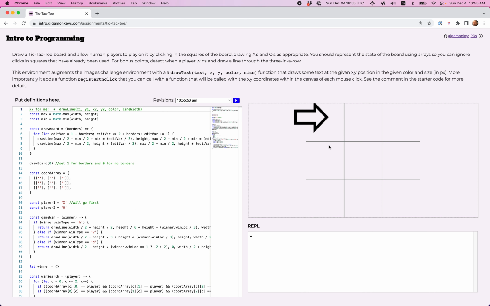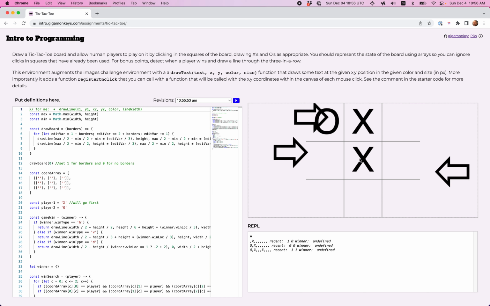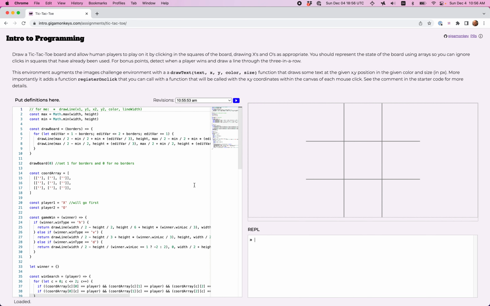I haven't changed any. Oops, he has this clever arrow. If you click off the board, it tries to tell you where you're supposed to play. Okay. Great.